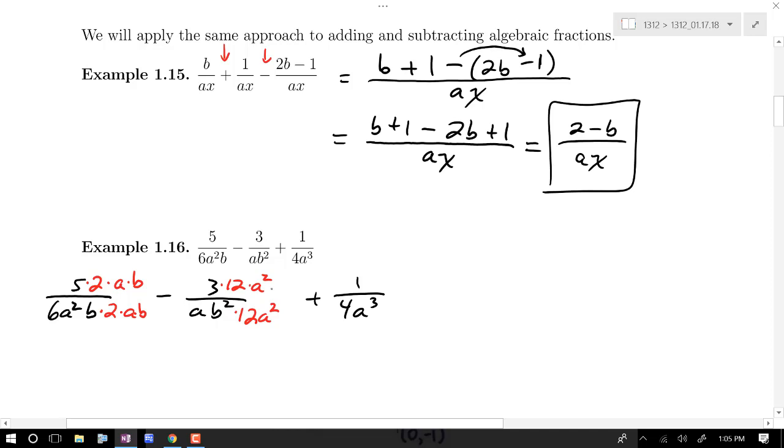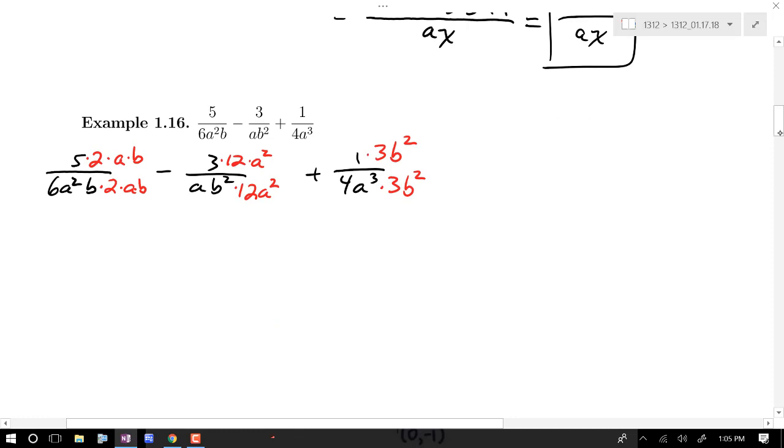Okay, now let's do the next one. What do we need here? A 3 and a B squared. I think you're right. Okay, let's keep going. Single fraction now with the common denominator. That denominator is, what, 12a cubed b squared.